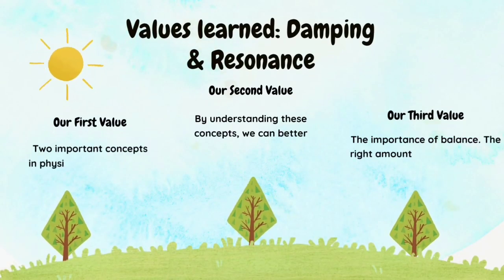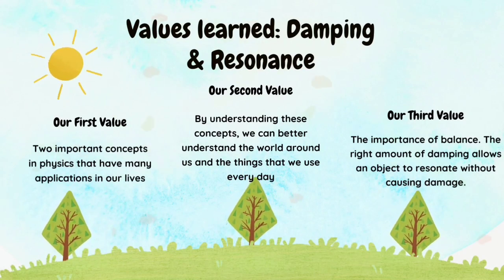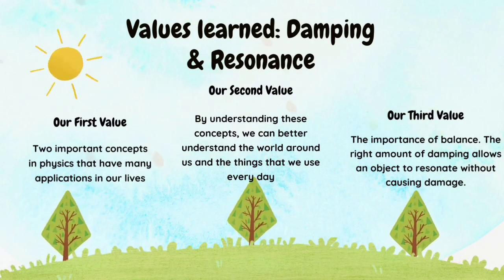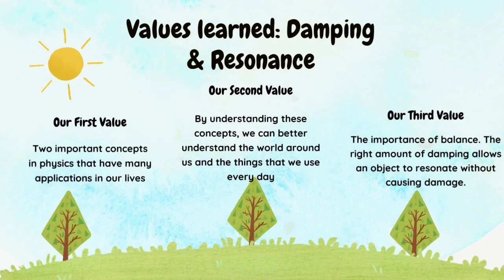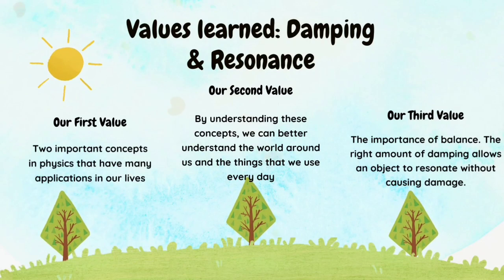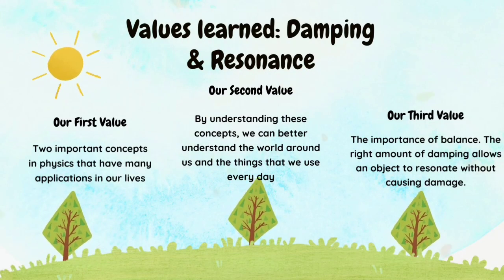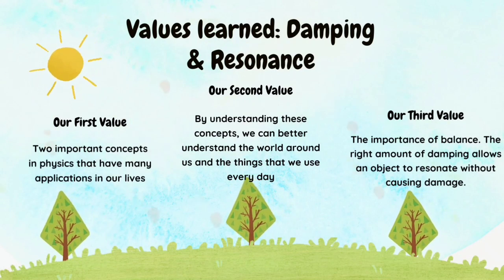So we are at the end of our lesson. These are the values learned from this topic. The first value is that damping and resonance are two important concepts in physics that have many applications in our life. The second value is that by understanding these concepts, we can better understand the world around us and the things that we use every day. Lastly is the importance of balance. The right amount of damping allows an object to resonate without causing damage.